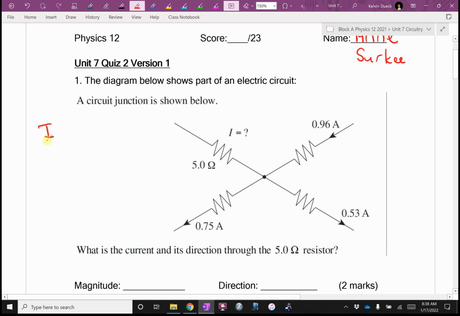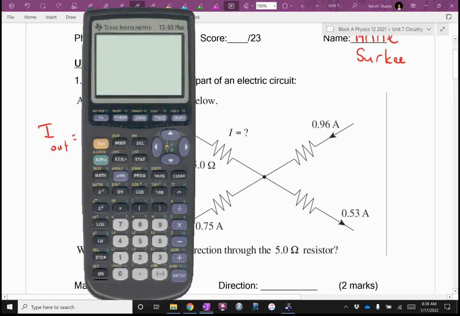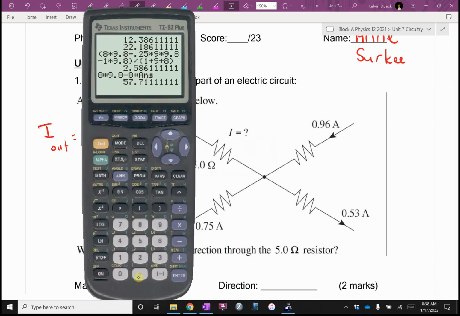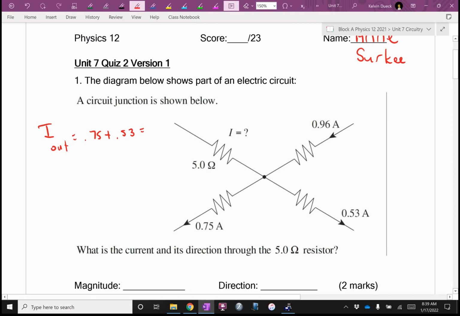0.75 plus 0.53. I have 1.28 amps flowing out. If I have 1.28 amps flowing out, how many amps must I have flowing in? 1.28. It looks like right now I only have 0.96.